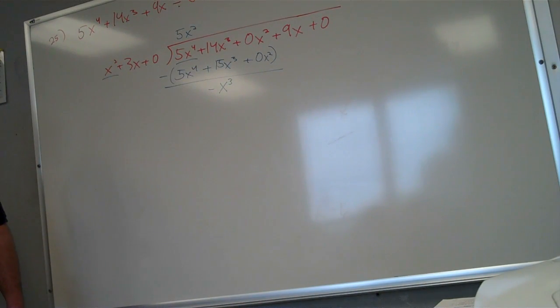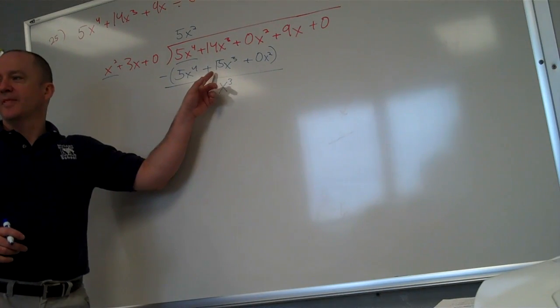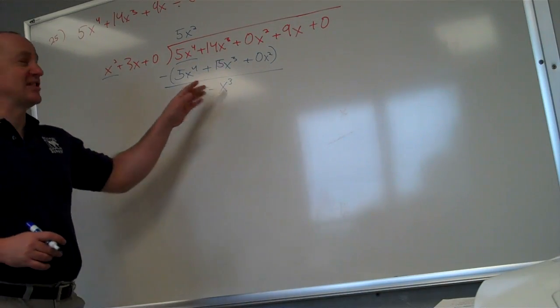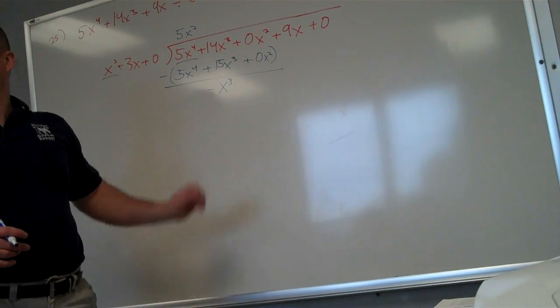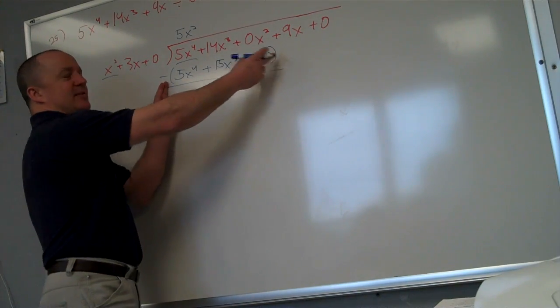Did you add them? No? I'm 14 minus positive 15. I got 29x. That would be a mistake, because you have to subtract everything in the parentheses. So when do you change the sign? That's why, remember, notice I just said you put this in parentheses?